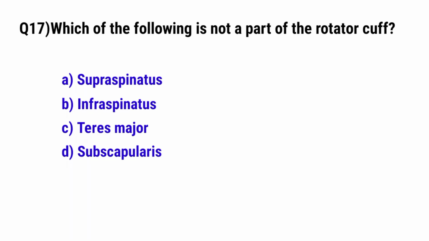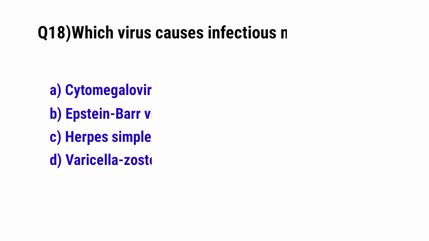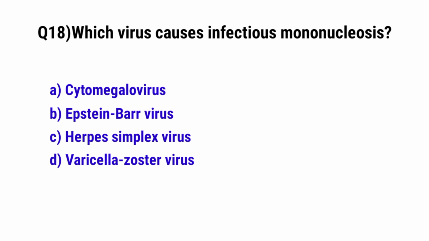Question number 17. Which of the following is not a part of the rotator cuff? The correct option is C. Teres major. Question number 18. Which virus causes infectious mononucleosis? The correct option is D. Epstein-Barr virus.